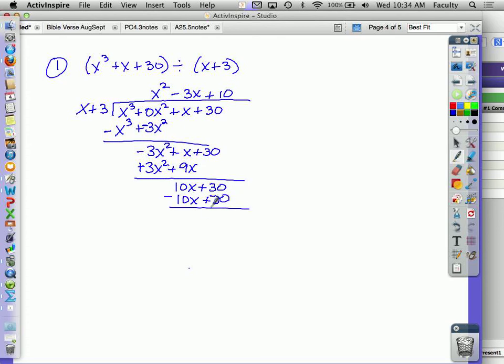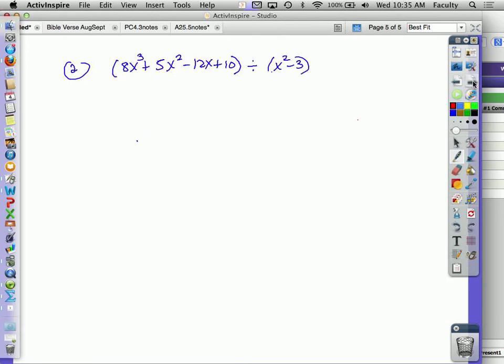When you take the opposite and add, what's different about this one is I got no remainder. And so how do you write your answer? You're not going to put plus a 0, okay? It's just x squared minus 3x plus 10, okay? That's all you're going to do when there's no remainder. All right, then I have one more we're going to do. And then you'll have the rest of the period to work on this. All right, try this one.